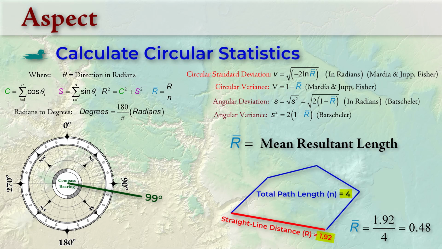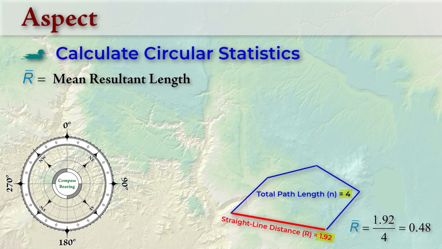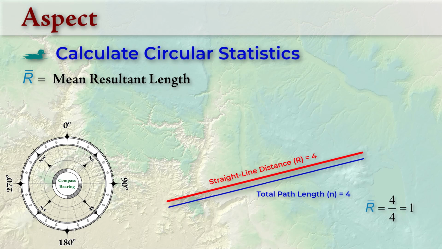Now, think about what this number is telling us. First, it can only range between 0 and 1. If all the aspect values were exactly the same, then when you string them together in a path, it would just be one long straight line. And in that case, the distance from the beginning of the path to the end of the path would be the same as the distance of the path itself. Therefore, this mean resultant length would be the distance divided by itself, which is always equal to 1. A 1 is the maximum possible value for the mean resultant length. Values close to 1 always indicate very little variability in the directions.